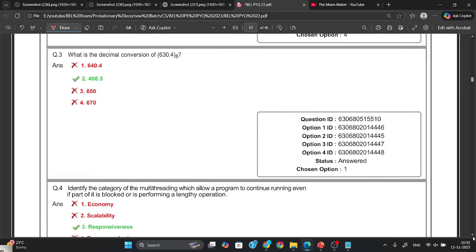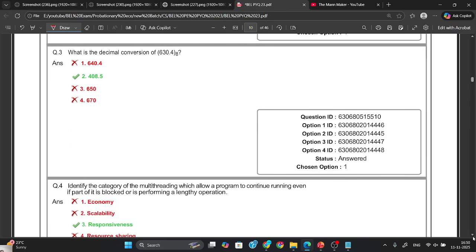What is the decimal conversion of this one? Those who have completed my digital electronics classes can easily give the answer to this one. So how are we doing this one? We have 630.4 in octal format.